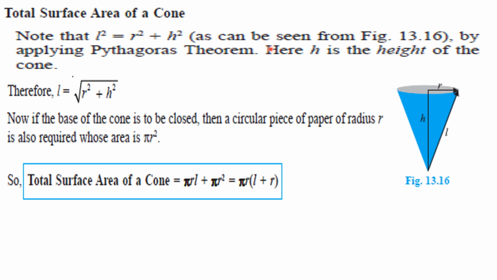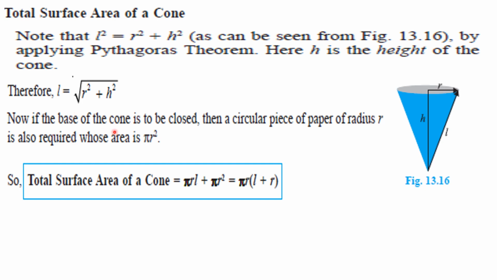As it can be seen from figure 13.16, by applying Pythagoras theorem, here H is the height of the cone. Yes or no, my children? Therefore, L is equal to, from this equation, square root of R square plus H square. Remember this relation between L, R and H of a cone, my children.